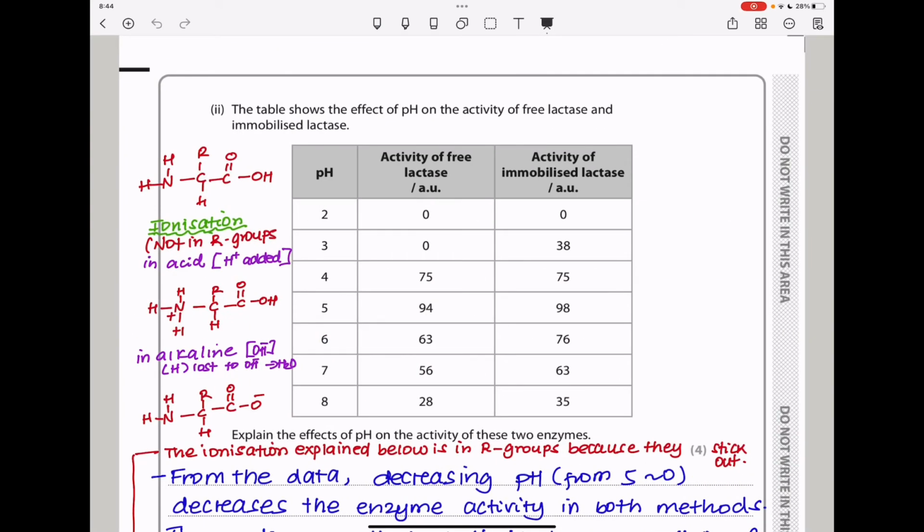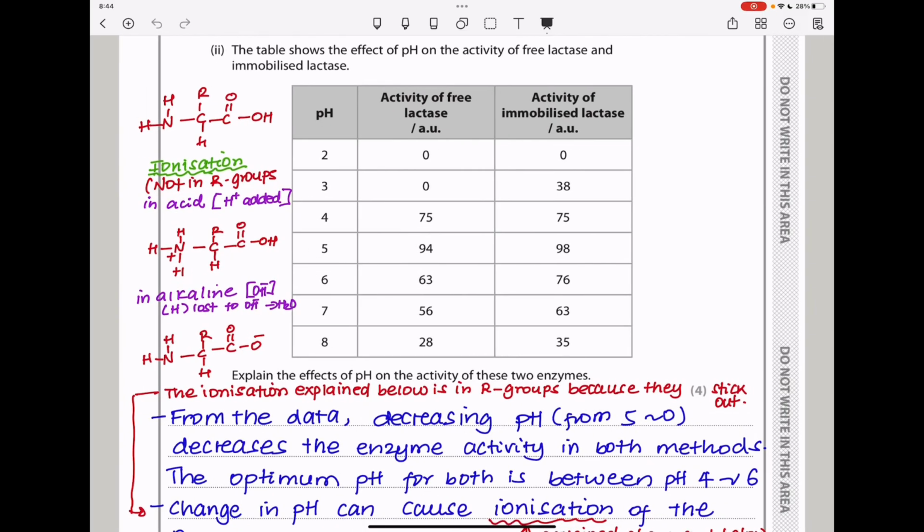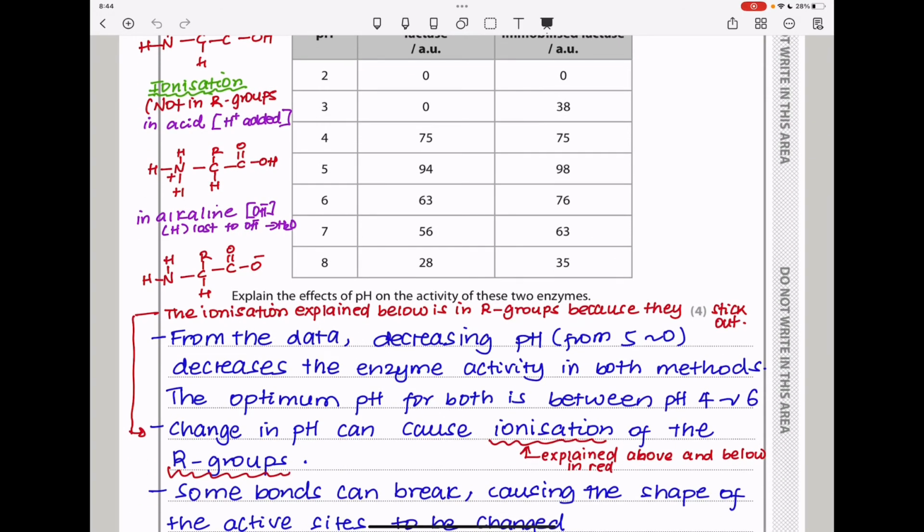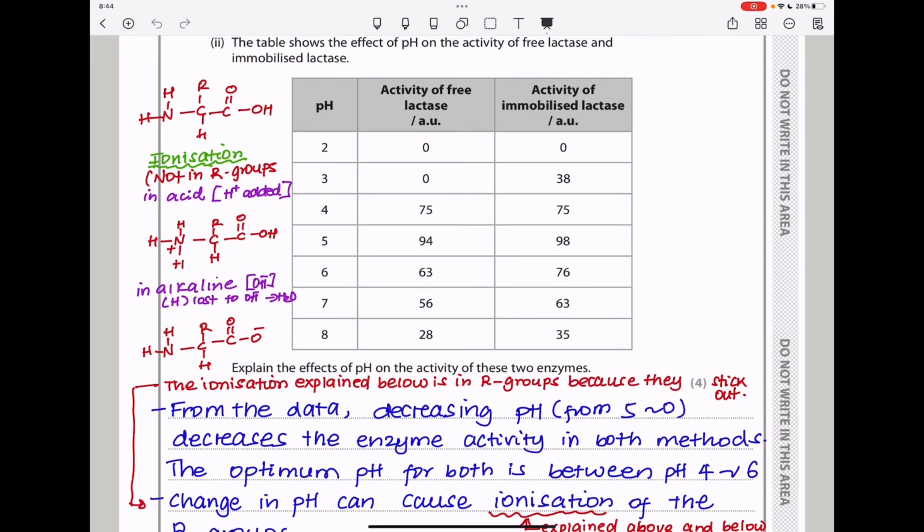The table shows the effect of pH on the activity of free lactase and immobilized lactase. So I wrote a lot of stuff on this page. You forgive me. I will explain this part a little bit later. So they say, explain the effect of pH on the activity of these two enzymes. The key thing is, I want us to first see how these enzymes are working.